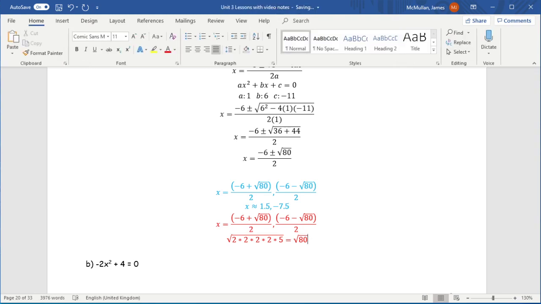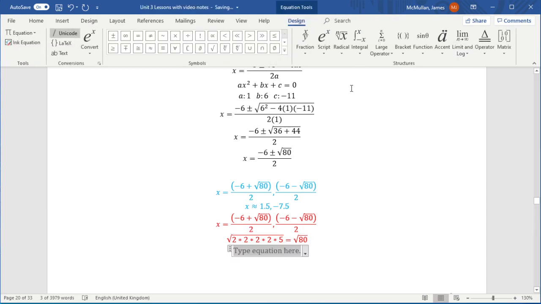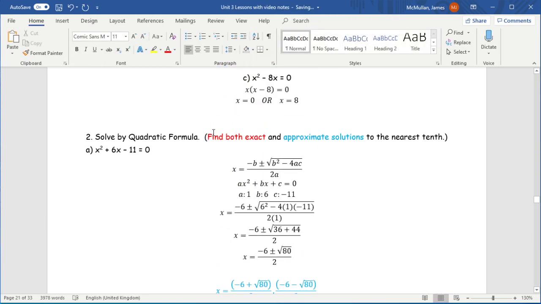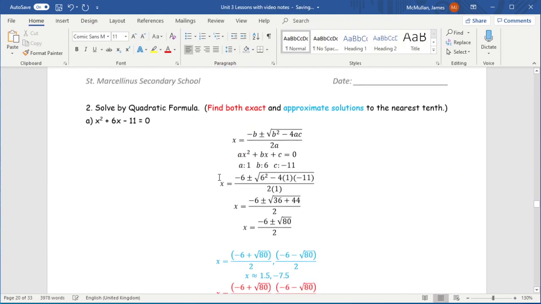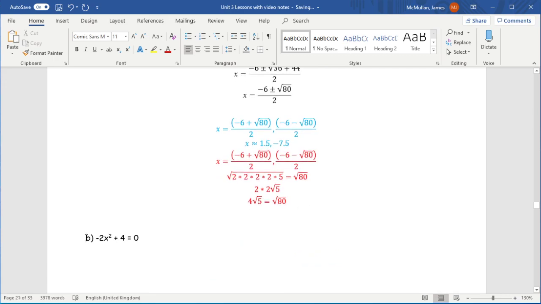So what I can do now, remember, each pair of numbers I can take to the front. So there's a pair of 2's, then another pair of 2's, and then there's a lone 5 that I have to leave under the root. So I end up with 4 root 5. And that's what I can replace root 80 with. So I go back to my question now, and I can write it again, but this time using this 4 root 5 to make things a bit simpler.